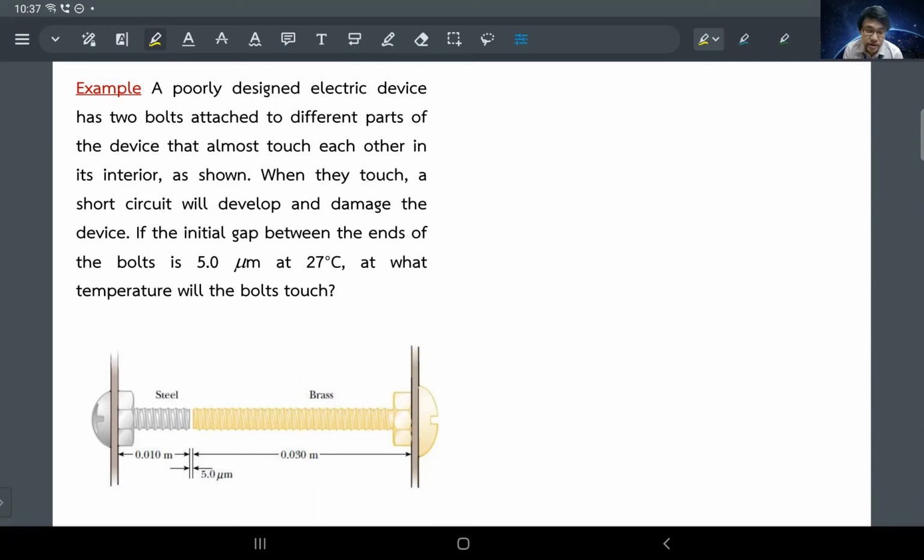Now here comes the question. When are they going to touch? At what temperature will these bolts touch? So you see, the question here is not that hard. It's a direct application of the linear expansion expression, but it just adds a little bit of complexity into the problem. That's not too bad.